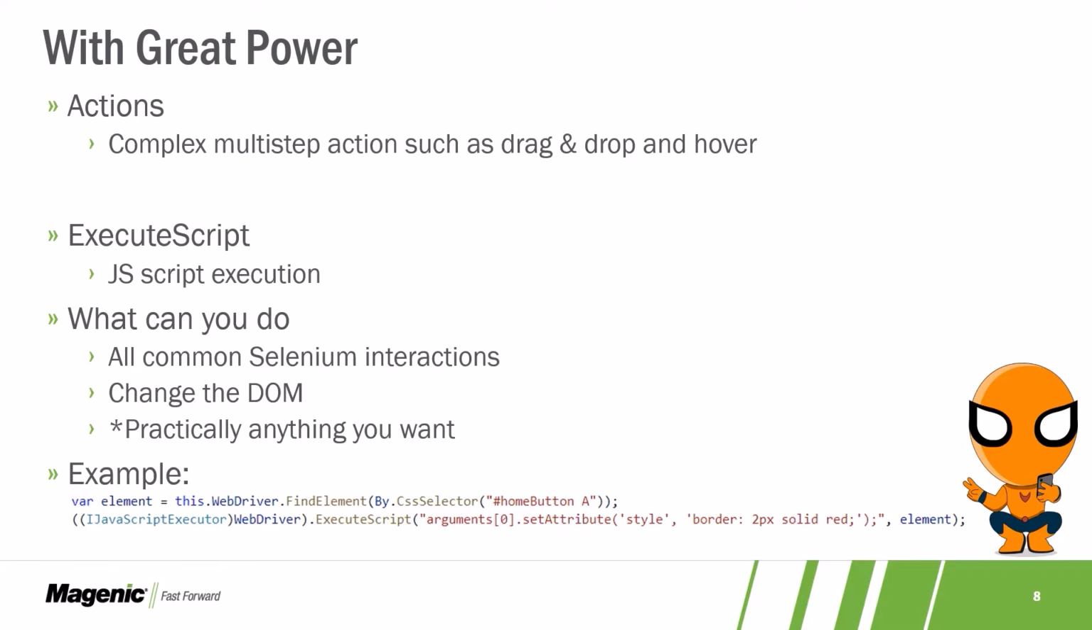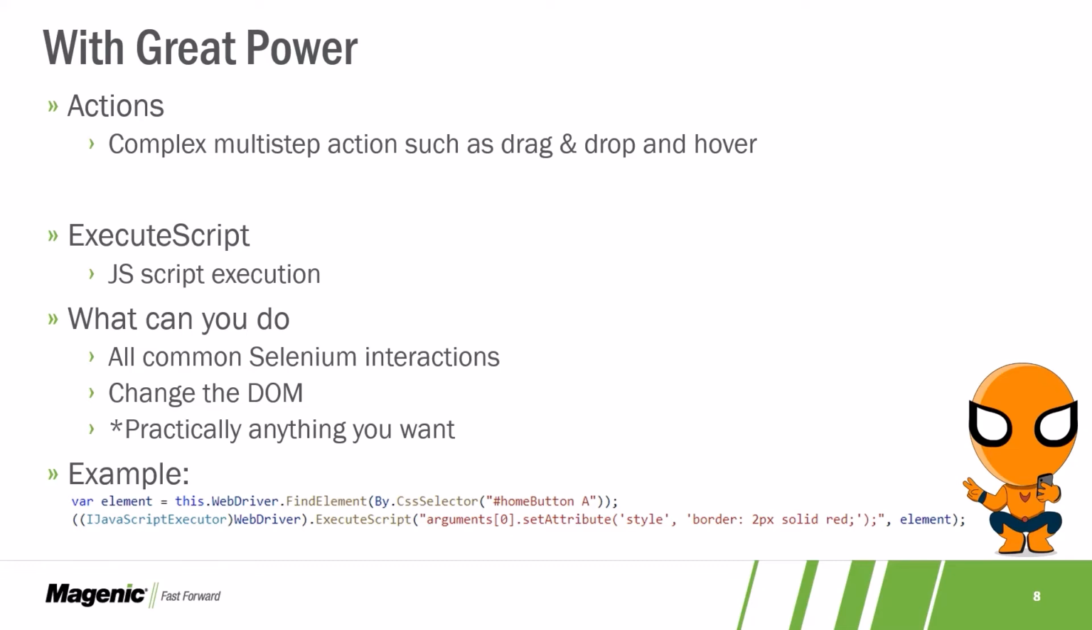Now there are some really cool power tools, right? There are complex interactions, right? You want to be able to drag and drop, hover, that type of thing. And you can accomplish the vast majority of these with actions. So actions are basically these multi-step things that you can do. The big two are drag and drop and hover, and I'm not a huge fan of using them most of the time because they're complex interactions. If I can get around using them, I can usually speed up my automation. But they're there if you need them.